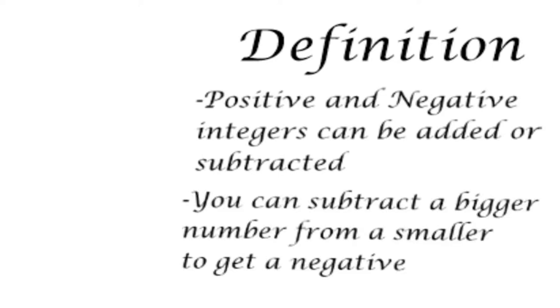You can subtract a bigger number from a smaller number to get a negative number, a number that is to the left of 0 on the number line. Let's take a look at an easy, quick example. Let's say we have 3 minus 7.